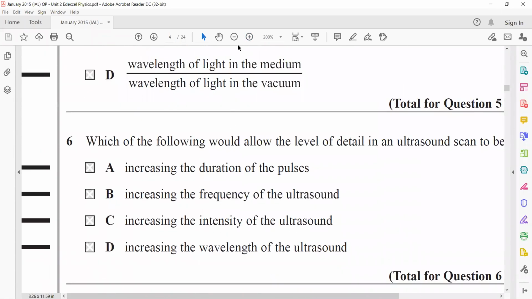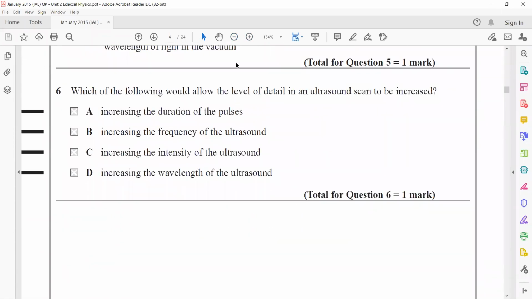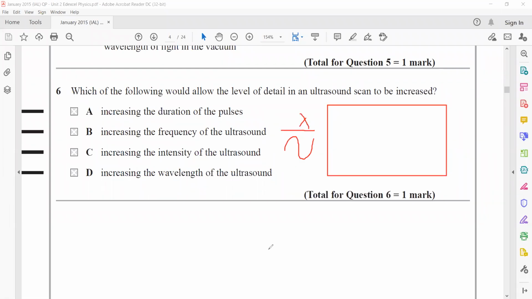Which of the following would allow detail in an ultrasound scan to be increased? If we want greater detail, we prefer to use a shorter wavelength. And how can we decrease the wavelength? By increasing the frequency. By increasing the frequency, it reduces the wavelength, so we'll have a more detailed image of the object.